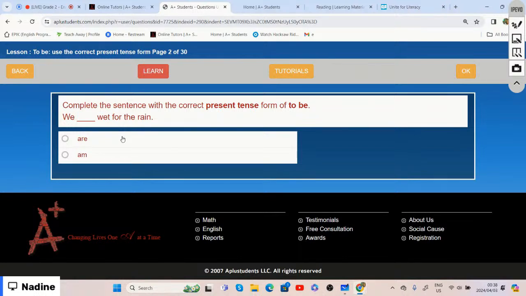All right. The next one says we. Do we say we are wet for the rain or we am wet for the rain? We refers to more than one person. So is it the first one, we are, or the second one, we am?